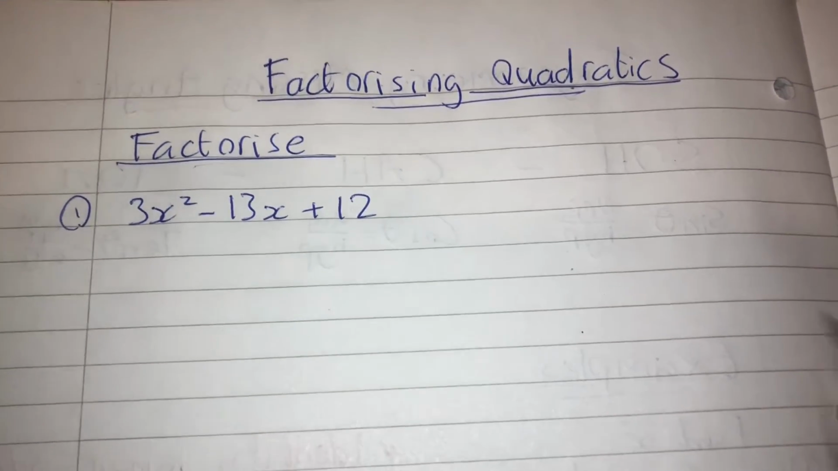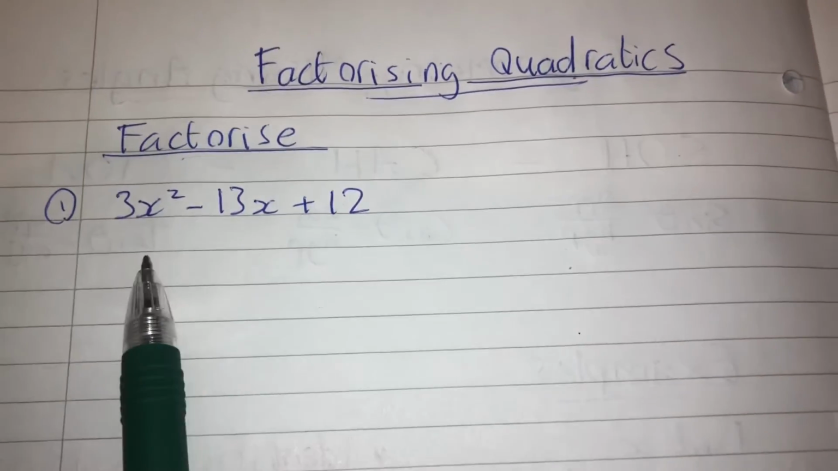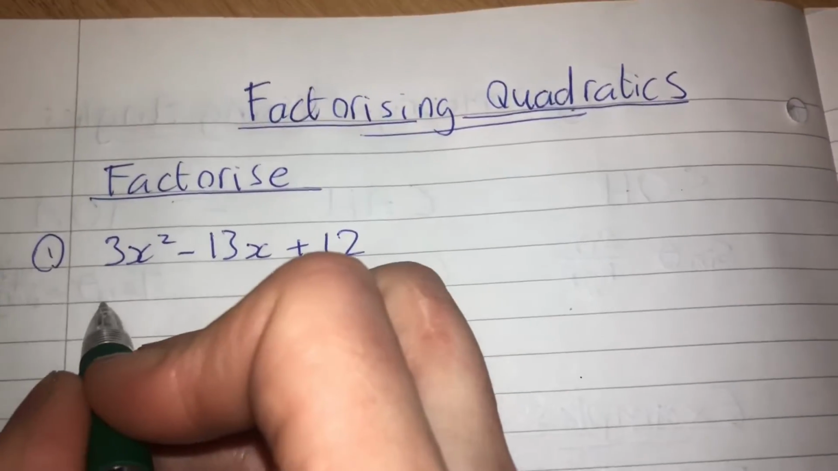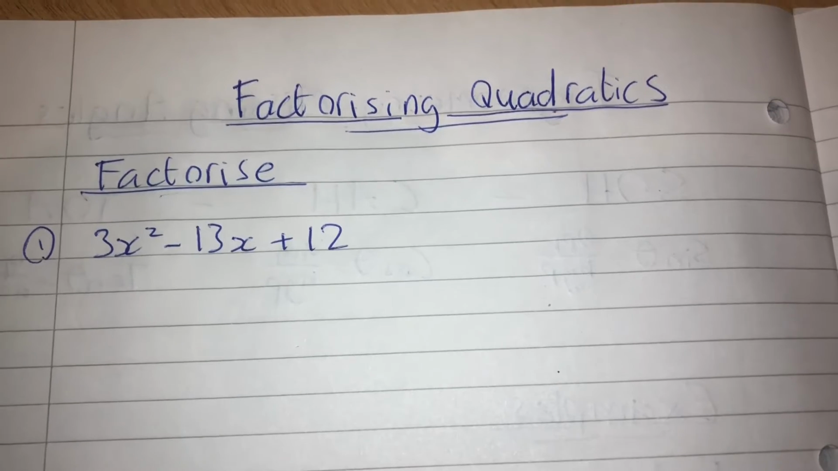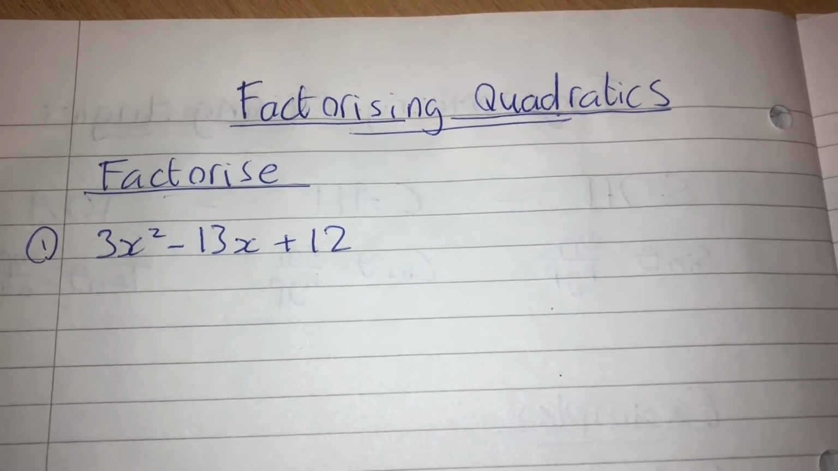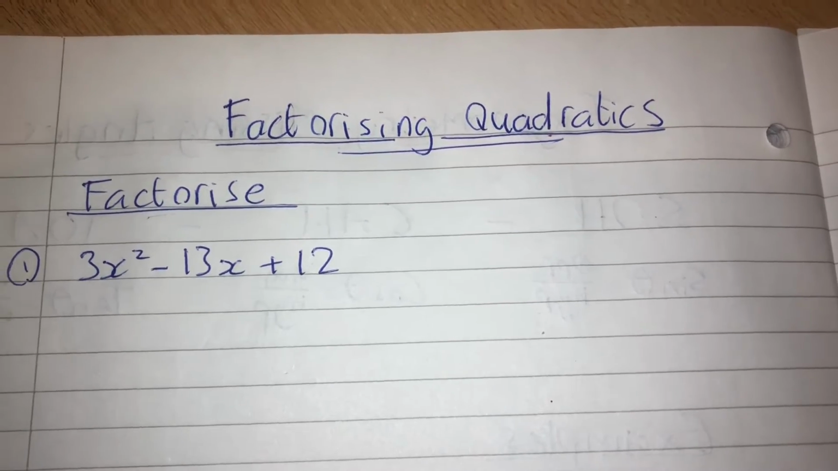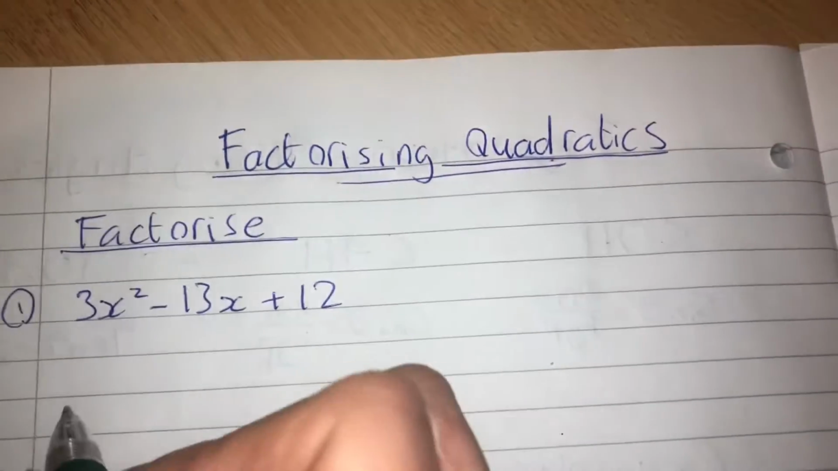So in today's lesson we're going to carry on looking at how we factorise quadratics. We're going to look at how we factorise a slightly trickier example, and I'll give you some questions to practice from. So it is important that you watch the last lesson on how we factorise quadratics, as well as how we expand and multiply two sets of brackets using FOIL. That's also important to watch.